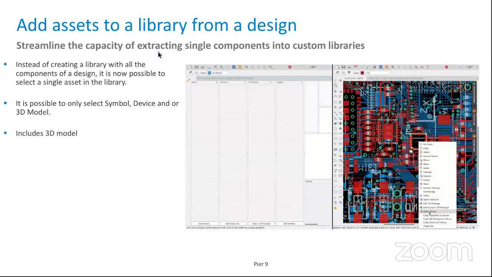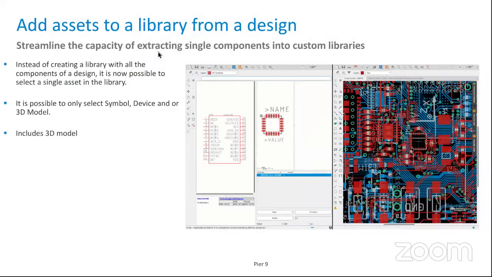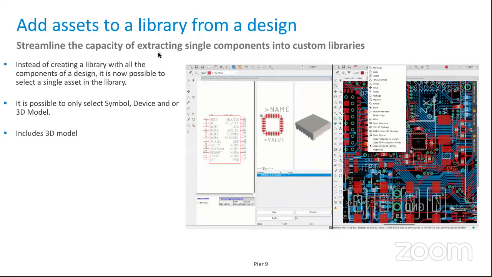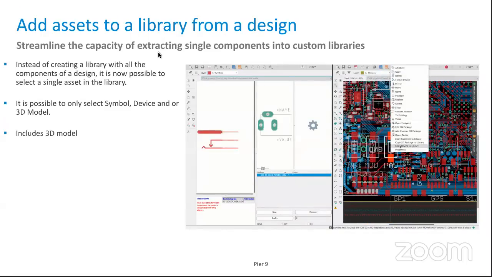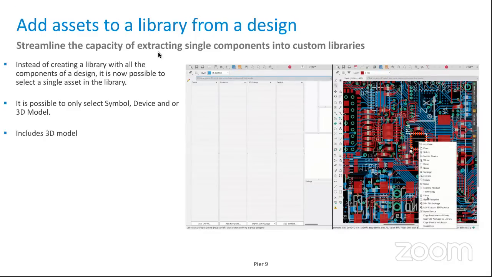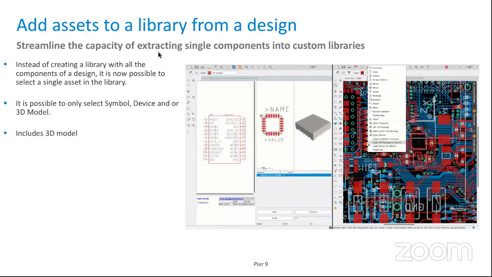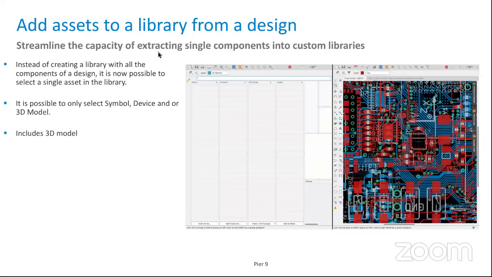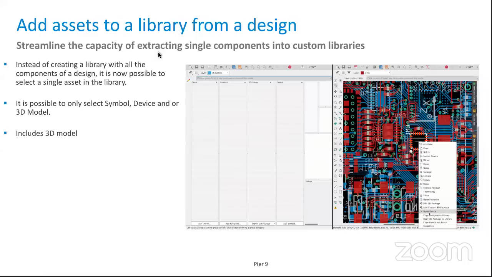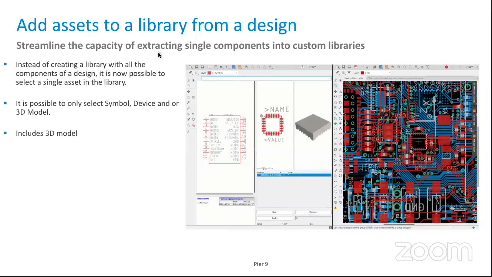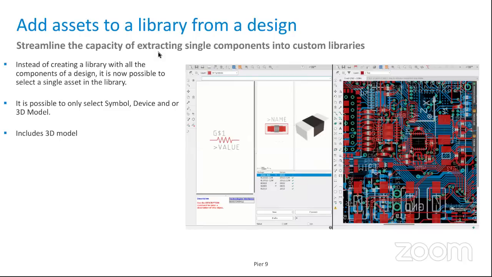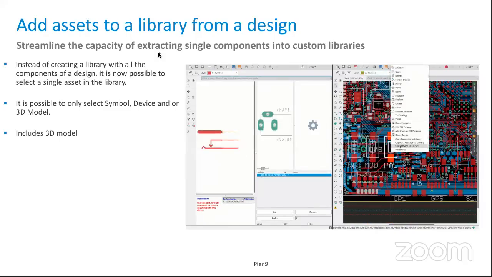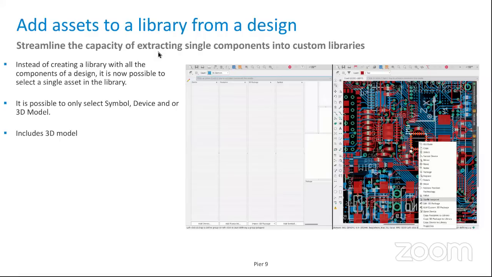First of all, in the past, when you wanted to take advantage of assets or components that are already in your design into your library, the only way to do this was by having a tool which would copy all of the assets from a design into multiple libraries or into one library. In this new version, we now have the capability of selecting a single asset and having that copied into my library.